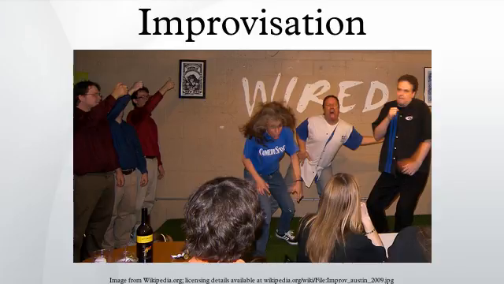Improvisation also exists outside the arts. Improvisation in engineering is to solve a problem with the tools and materials immediately at hand. Improvised weapons are often used by guerrillas, insurgents and criminals.